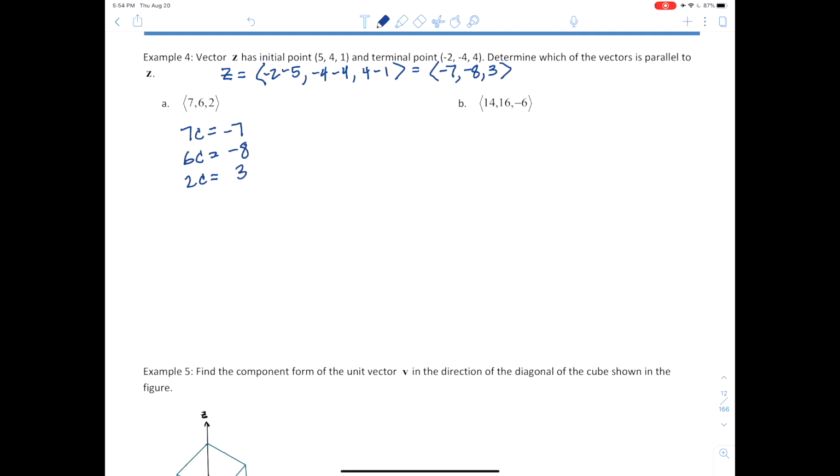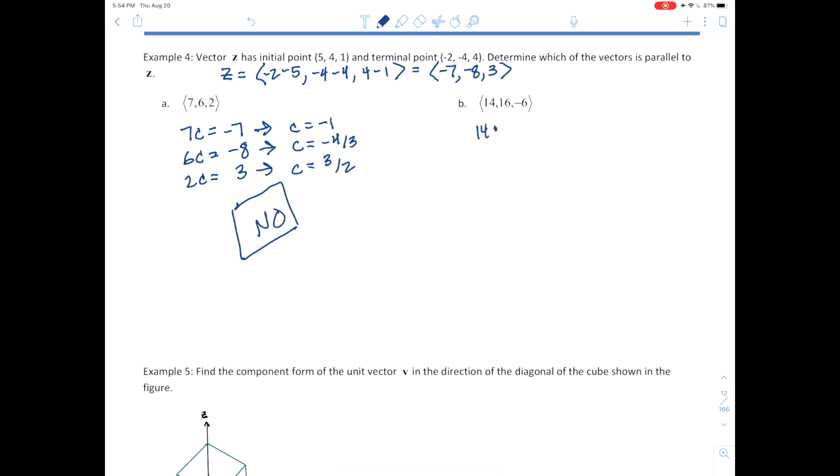So the first one, I would get c is negative 1, right? But the second one, I had a different answer for c. It would be negative 8/6, which is negative 4/3. And this one, you would get c would have to be 3/2. So we would say no for this first one. Good so far?